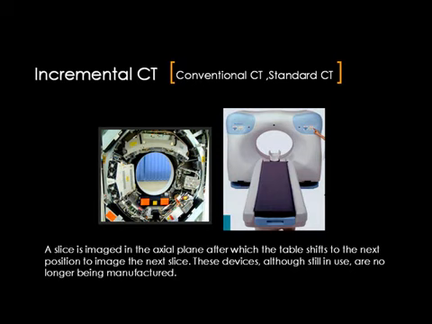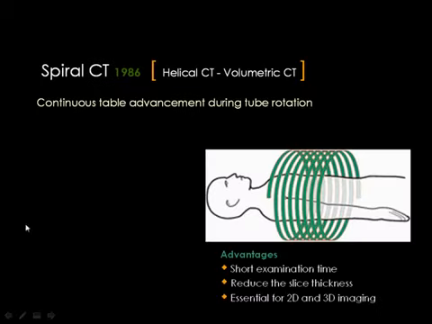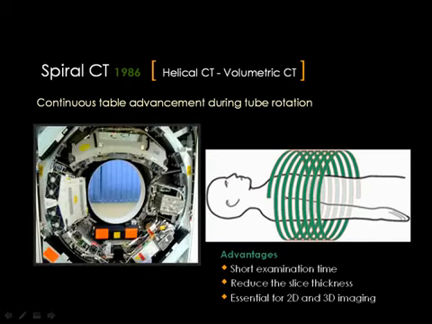And at that time, the CT scan of the chest was performed in 60 minutes. After that, the development of the spiral CT occurred in 1986. And by the spiral CT, we mean that the tube can rotate around the patient without stoppage, because the electricity is delivered to the tube without cables.